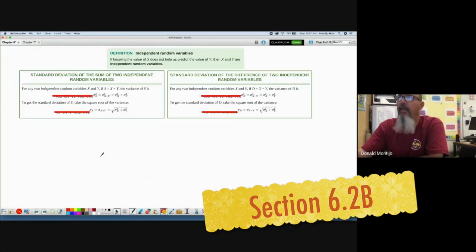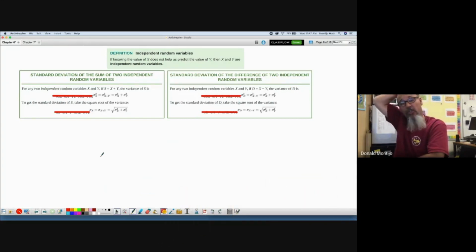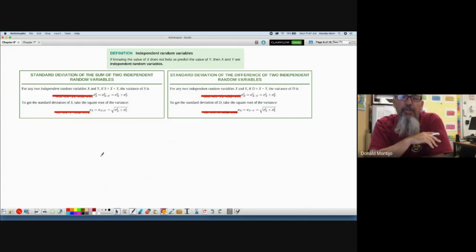Easy. Now, what about the standard deviation of two variables? Okay. What if I wanted to add two standard deviations? You can't. You can never, ever do anything to standard deviations. They're sacred. You can't add them together. Convert them to variances and then follow the rules.